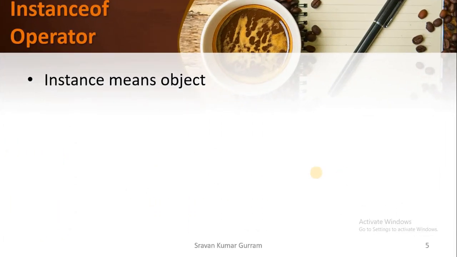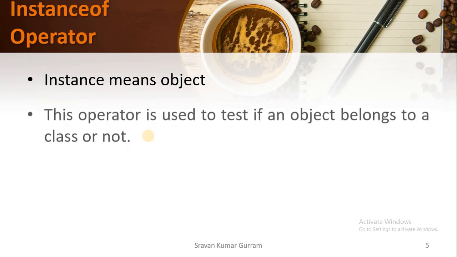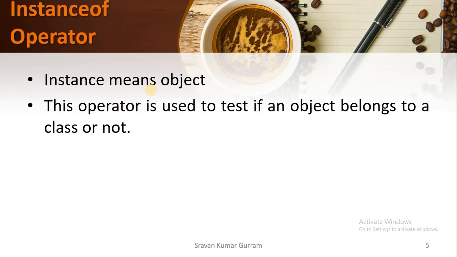First special operator is the instance of operator. Generally, an object means an instance of a class. Instance of a class is called an object. Here instance means object. The instance of operator is used to test if an object belongs to a particular class or not. And here instanceof is a single word. We should not give a space after instance.